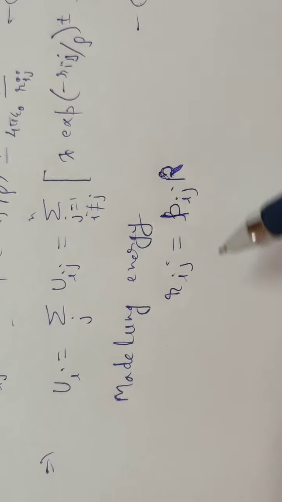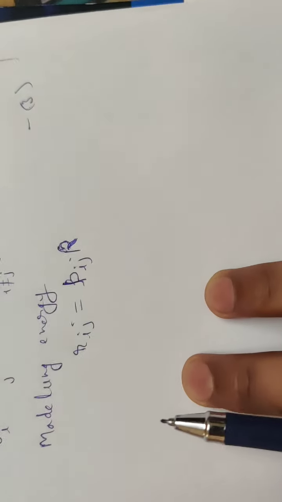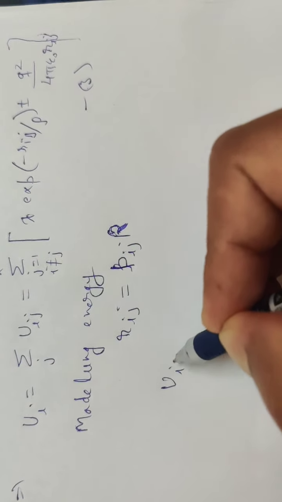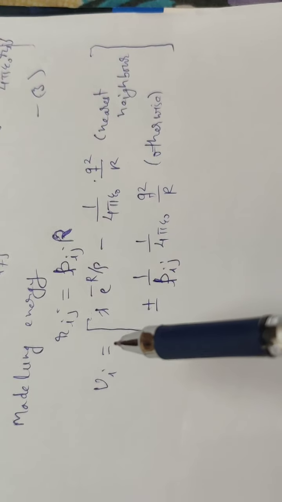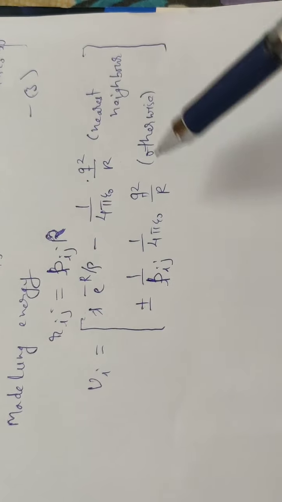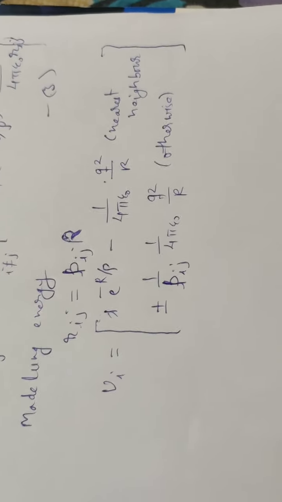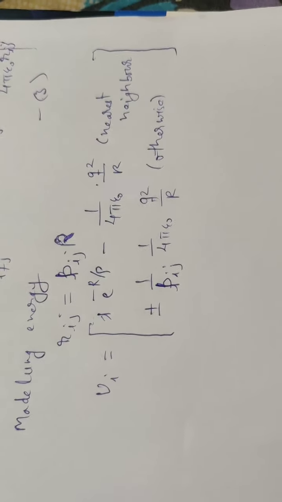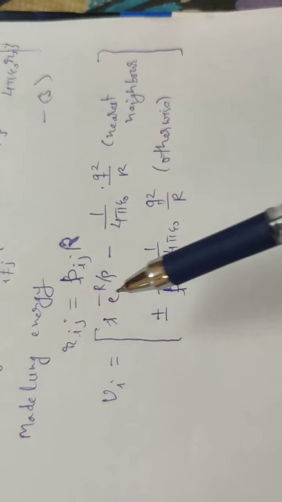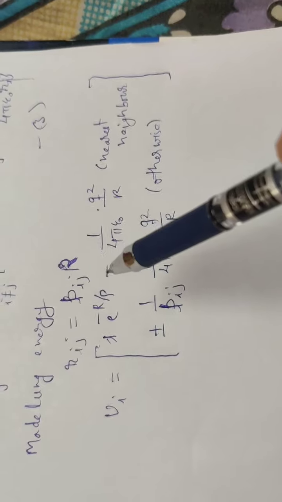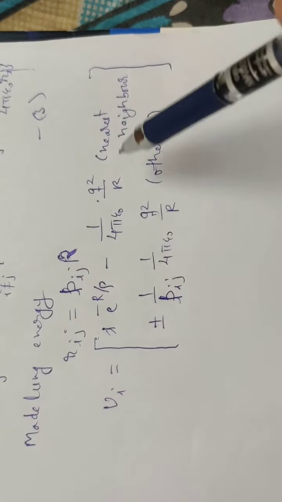Now this can be split further into two conditions. So this Ui, the cohesive energy or Madelung energy, is split into two terms: first for the nearest neighbors and the other for the other ions, that is the second, third, fourth nearest neighbors. Now if we consider the repulsive interaction, here it is attractive, but you can also include the plus, which will be for repulsion.